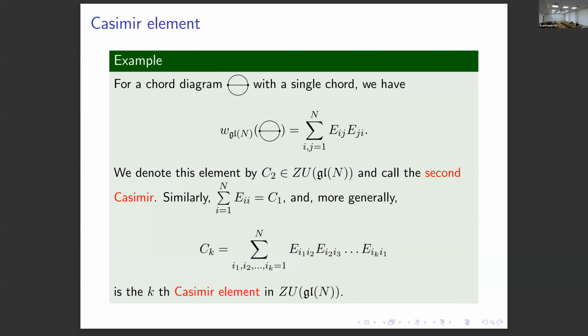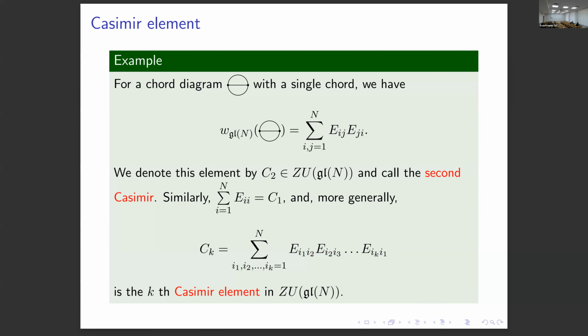Okay, so this is the chord diagram with only one chord, a single chord on a circle. Based on our definition, you can cut it anywhere. We get two endpoints. The first endpoint is E_i, the base, and the second endpoint is E_i star. For the gl_N case, the first endpoint is E_ij, and the second is E_ij star, and we know that the dual base of E_ij is E_ji.